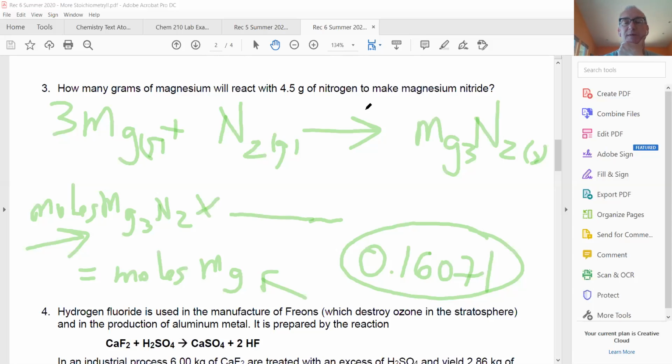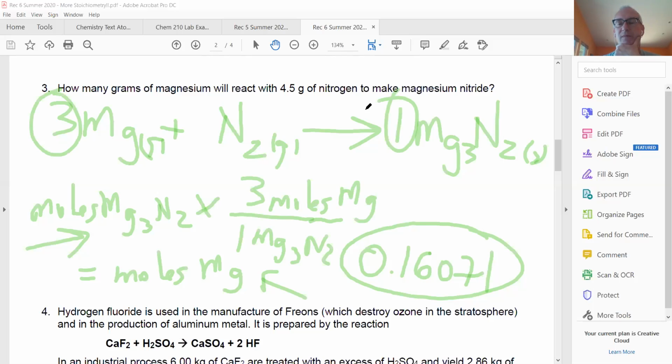So on the top, we put 3 moles of magnesium. And on the bottom, we put 1 mole of magnesium nitride, because we go to the balanced equation. And so the ratio of product to reactant is 1 to 3. I have the amount of product. I want to get rid of moles of product, and I want to have moles of reactant. So I multiply this number by 3.